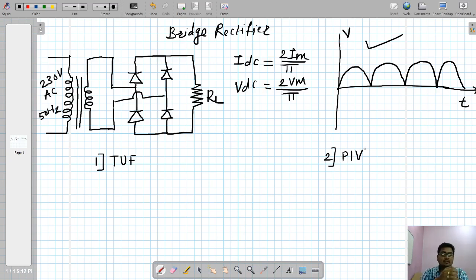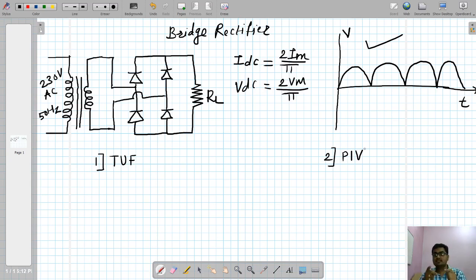If we think about transformer utilization factor, then in a bridge rectifier, look at this, a simple one primary, one secondary type of transformer is used. But in case of the center tap rectifier, there was a center tap transformer. It has one primary and two secondaries. So it is one primary and two secondary. That's why we calculated transformer utilization factor in a different manner.